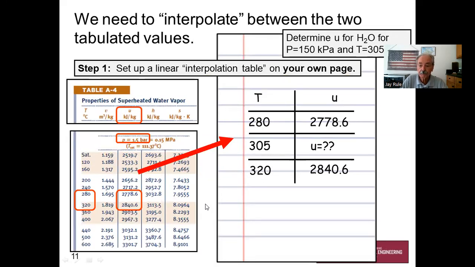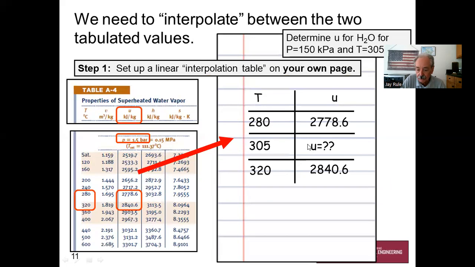Okay, so we need to interpolate between the tabulated values. And so here's my recommended step one. Set up an interpolation table on your own page. Take the time with your pencil and paper to write down what you see in the steam tables. Write down 280, then write down 305.